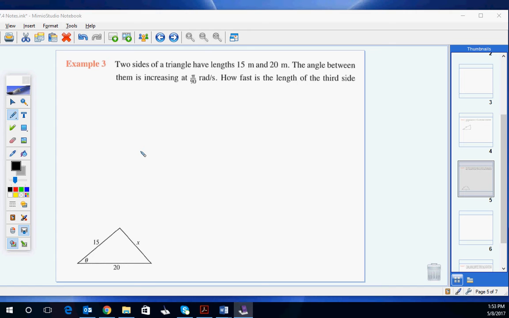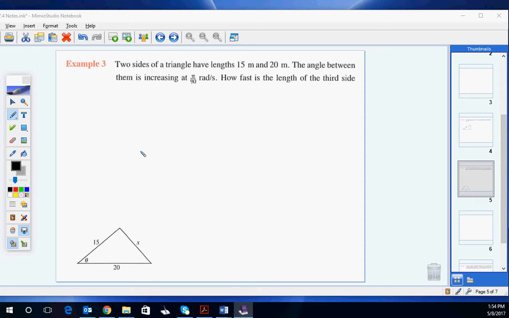Chapter 7, 7.4 still, example 3. So here's the problem. There's the picture. It says two sides of a triangle have lengths of 15 meters and 20 meters. The angle between them is increasing at pi over 90 radians a second. How fast is the length of the third side changing?